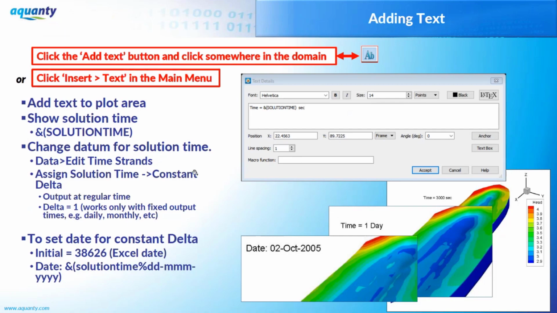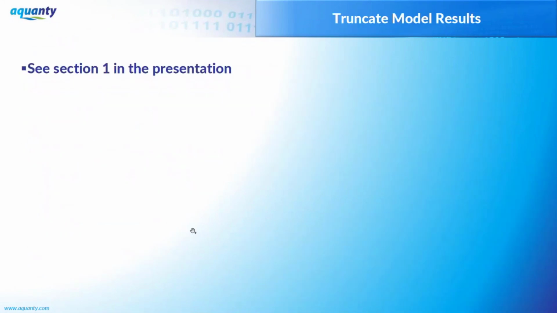If you want to change it, you can do a delta. Let's say you are saving daily, so you can start with 0 days and 1 as a delta, and it's called time strands. It will be easier to show this one on the model itself, so we'll get to this one later. And also you can show it as a date, so you can turn the seconds into days or dates. We'll show this one in the tutorial.